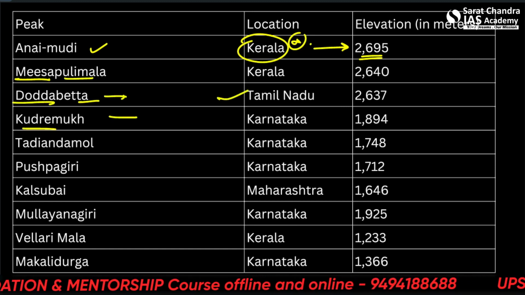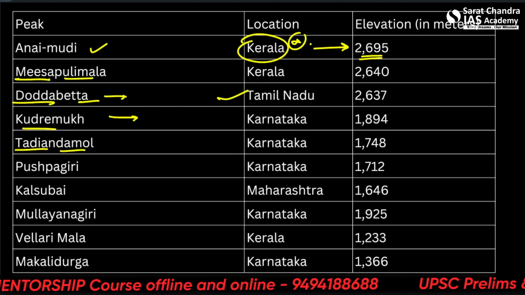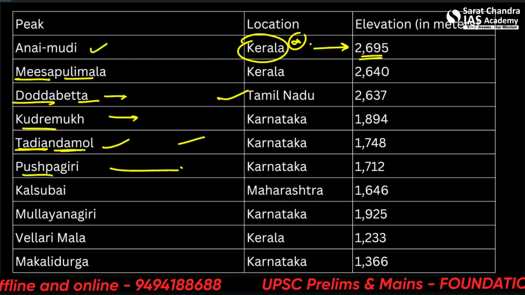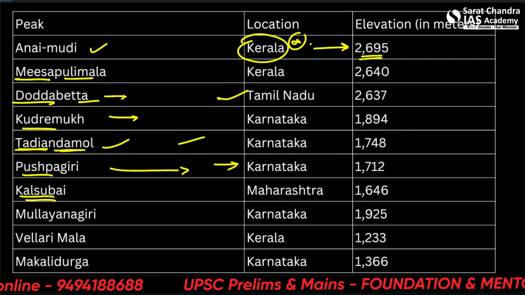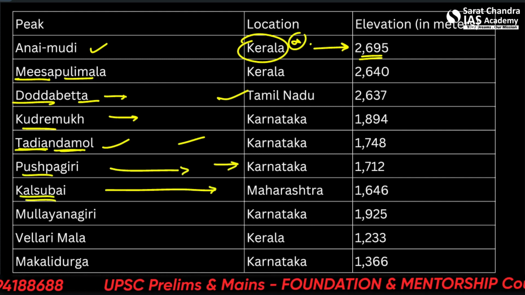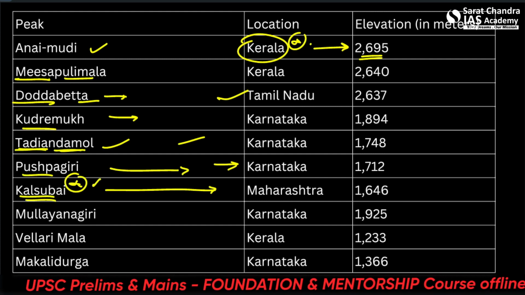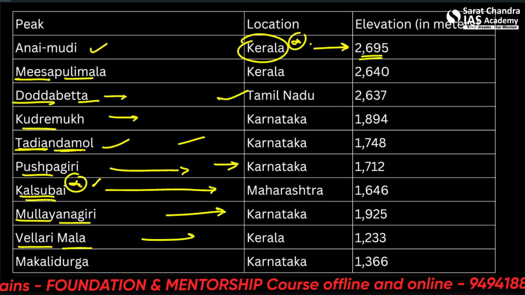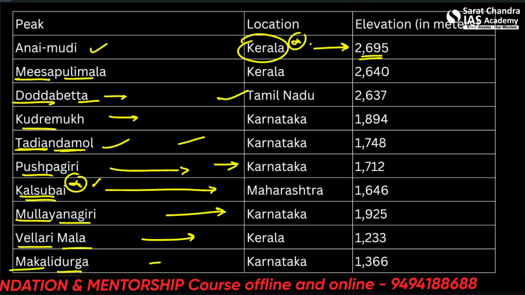Then Kudremukh in Karnataka. Tadiandamol, that is also in Karnataka. Pushpagiri range, it is very famous, Karnataka. Kalsubai in Maharashtra. This is the highest peak of Maharashtra, Kalsubai. Mullayanagiri, it is in Karnataka. Vellari Mala, it is in Kerala. And Makali Durga, it is in Karnataka.